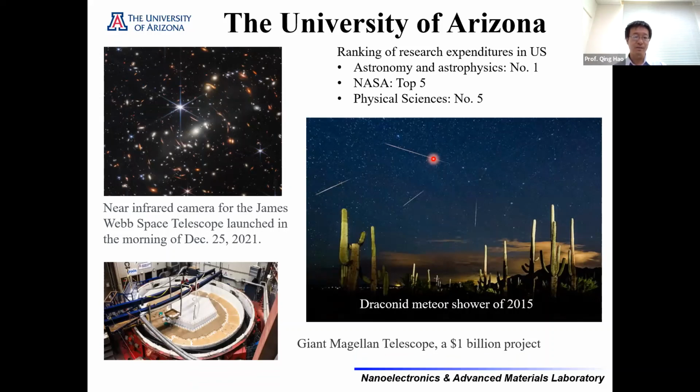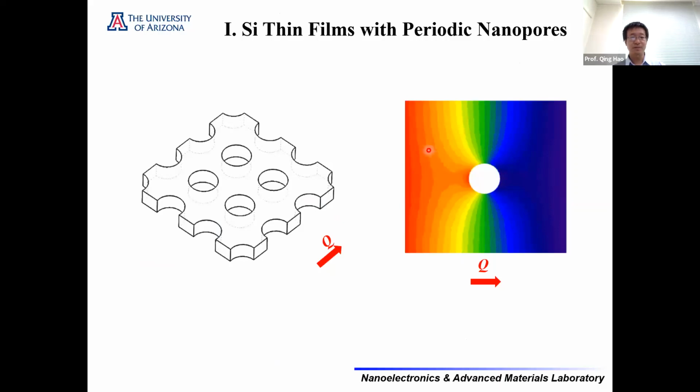As we are looking into the sky, we also see potential growth for thermal science research in Arizona because we have a lot of heat here. To start my talk, I want to focus on these nanoporous thin films with periodic circular holes. The right side image is the temperature profile predicted by Phonon Monte Carlo simulations, where we can see that along the heat transfer direction, heat is blocked by these nanopore edges.